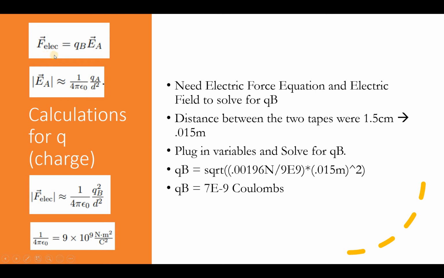Now that we have the electric force, we can use the electric force equation and the electric field equation to solve for the charge of B. We know that the charges of tape B and A are going to be the same, so we can simplify the equation into QB squared. The distance between the two tapes was 0.015 meters, so I plugged in all the variables and solved for the charge of B. That ends up being 7 times 10 to the negative 9 coulombs.